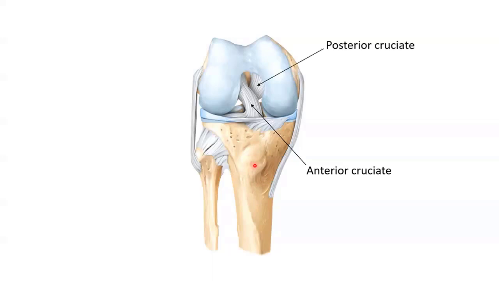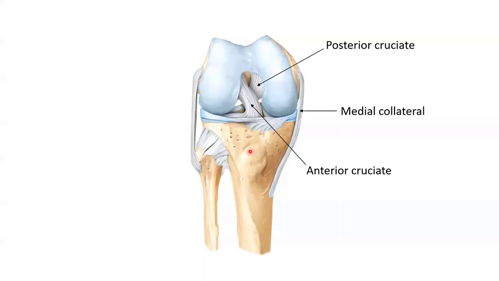The posterior cruciate ligament, or PCL, sits posterior to the anterior cruciate ligament. It extends anteriorly and medially from its position on the posterior of the tibia to the lateral surface of the medial condyle of the femur. The posterior cruciate prevents posterior sliding of the tibia, particularly when the knee is flexed. So we don't want the tibia going back behind the femur. And this is particularly important for movements like walking down a steep incline or walking downstairs.